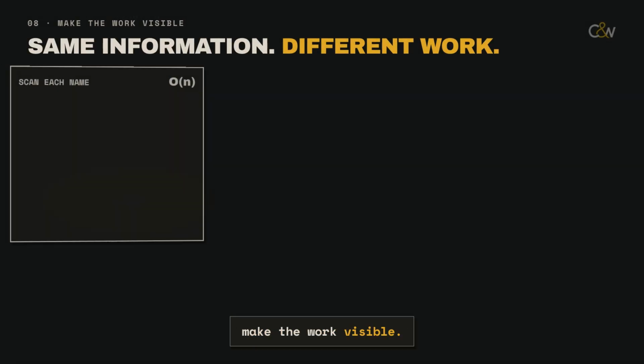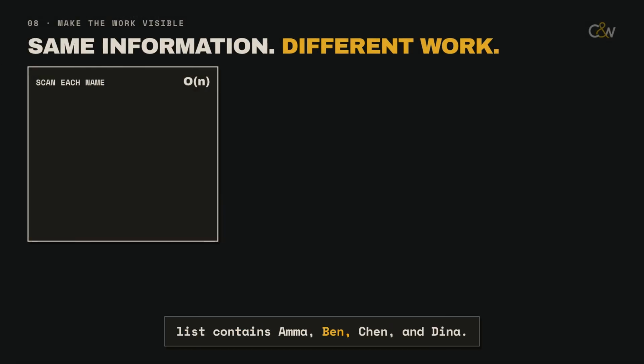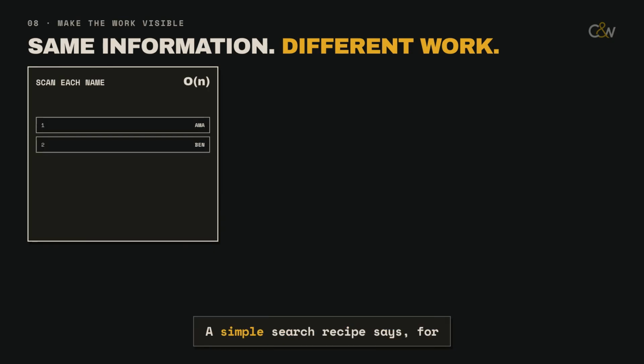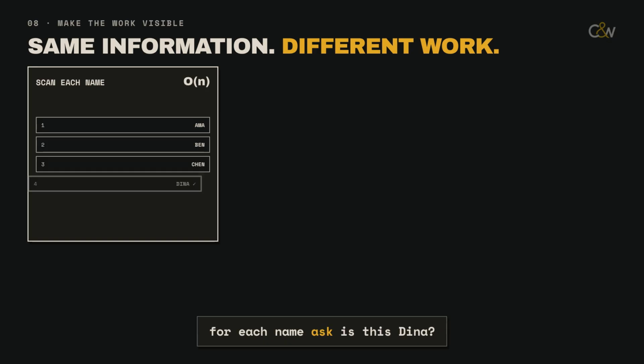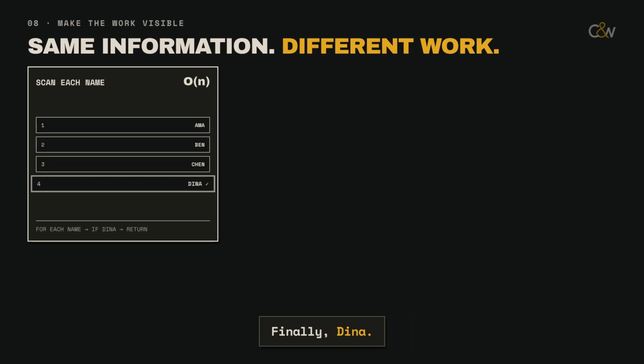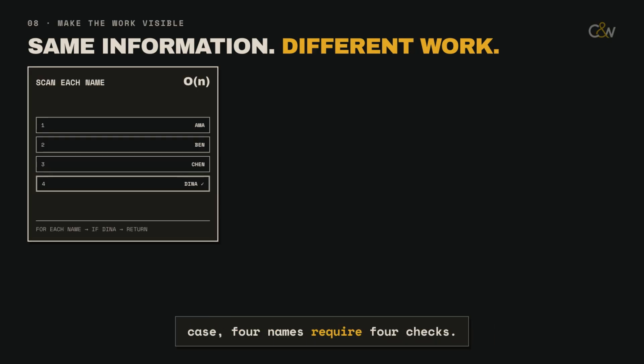Let's make the work visible. Our contact list contains Amma, Ben, Chen, and Dina. We want Dina. A simple search recipe says, for each name ask, is this Dina? If not, continue. We check Amma, then Ben, then Chen, finally Dina. In the worst case, 4 names require 4 checks. 1,000 names may require 1,000 checks. That is linear growth, O of n.